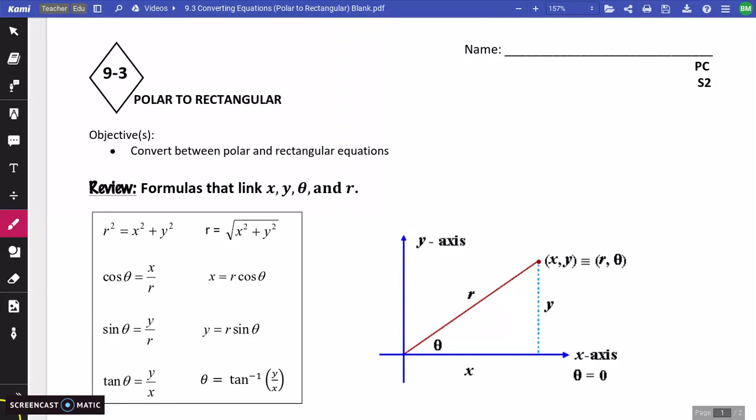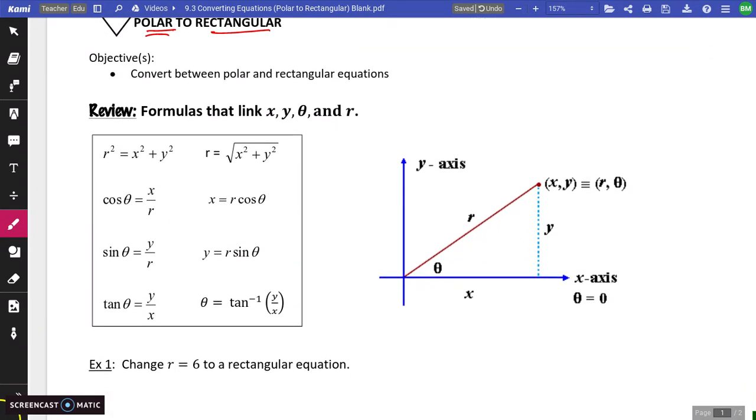All right, you guys, this is our last official lesson for the polar unit. So we're going to continue converting equations today, but this time we're going the other direction. We're starting with polar equations and we're going to convert them to rectangular, meaning it will have x and y when we are done.